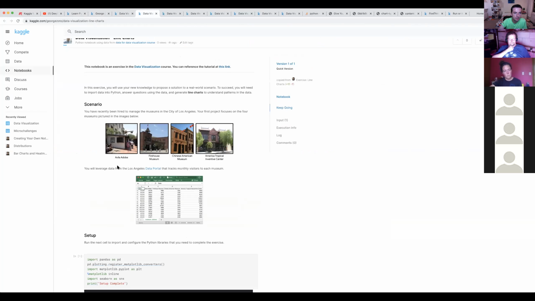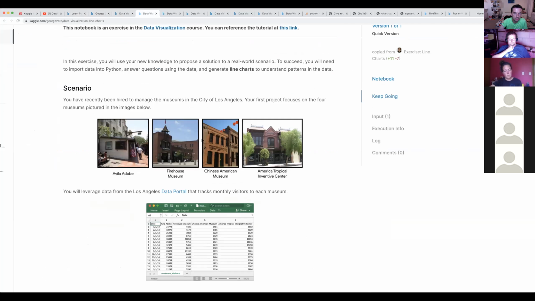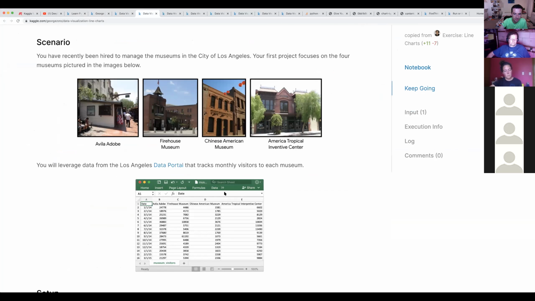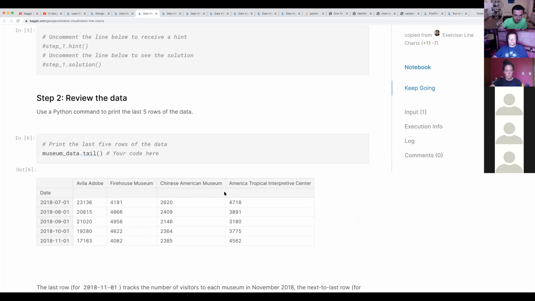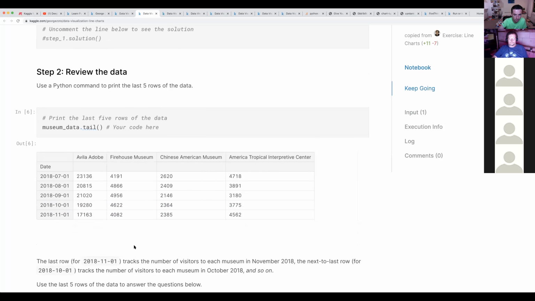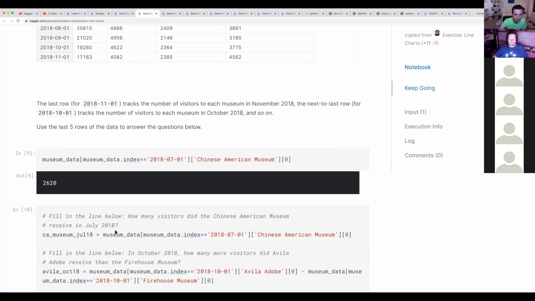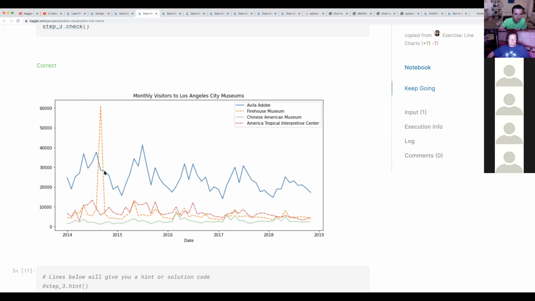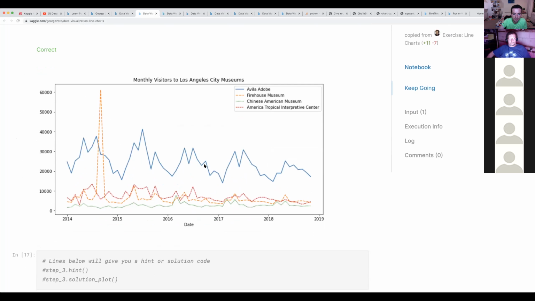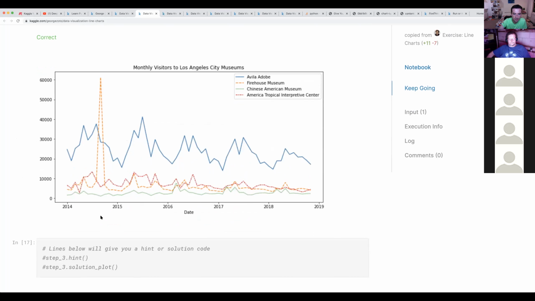Let's see what else. This was another example of museums in Los Angeles, and you wanted to visualize which one was more popular for which week or for which month of the year. You can see that there was an event for this Firehouse Museum at the end of 2014, and there was a spike in visitors. You can see the trends as well. There's seasonality here as well.